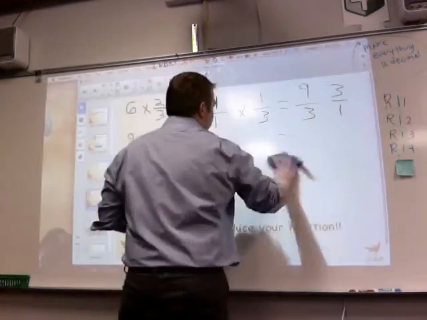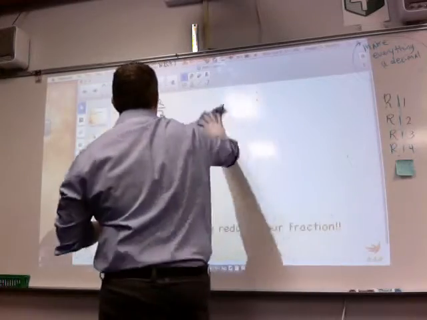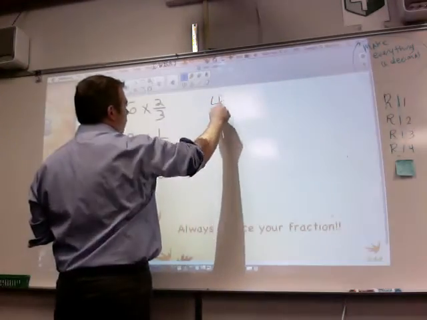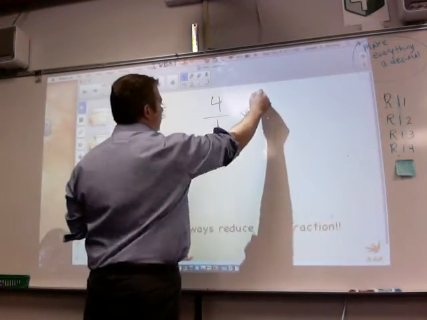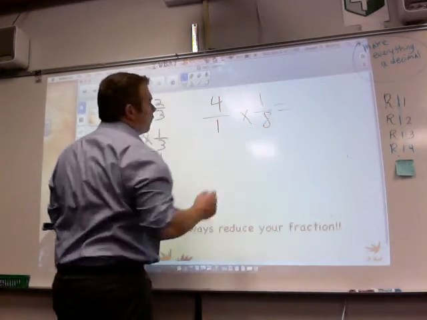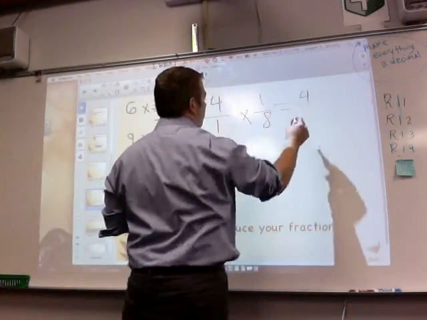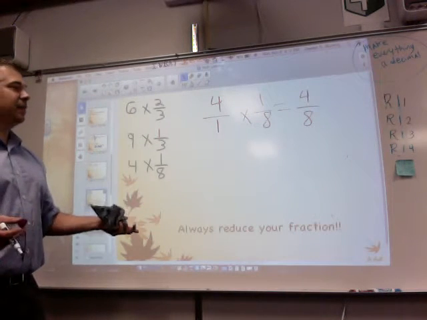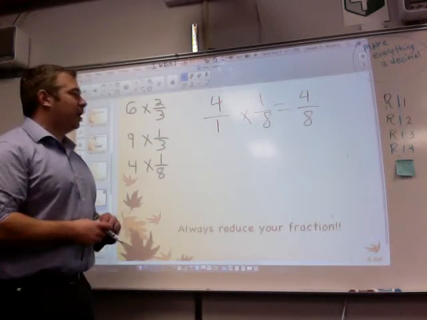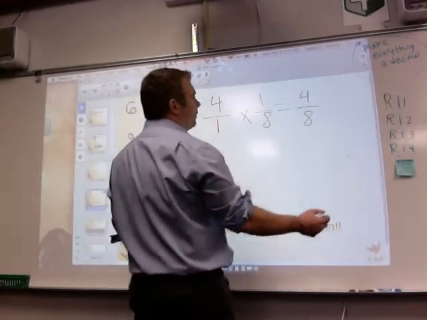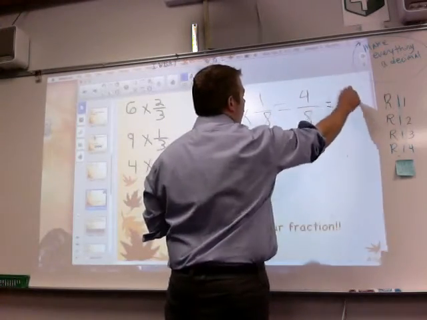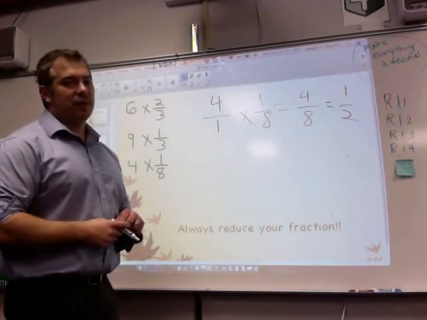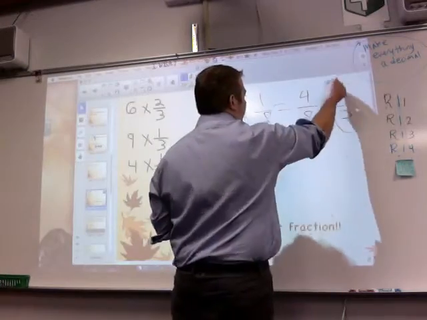And one last example from this page. We have 4 times 1/8, so if I'm going to rewrite that, it would be 4 over 1 times 1/8. 4 times 1 is 4. 1 times 8 is 8. So I'm left with 4/8. And I could see that already 4/8 is 1/2. But my greatest common factor is 4. 4 divided by 4 equals 1. And 8 divided by 4 equals 2. I've reduced my fraction as far as it can go. And my answer is 1/2.